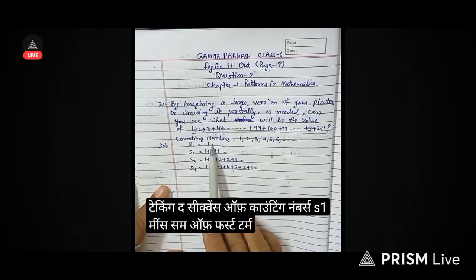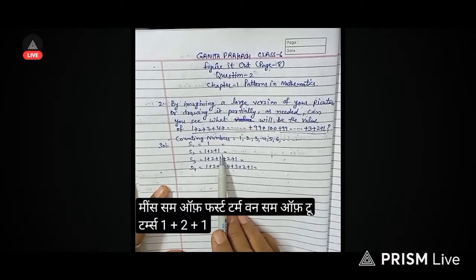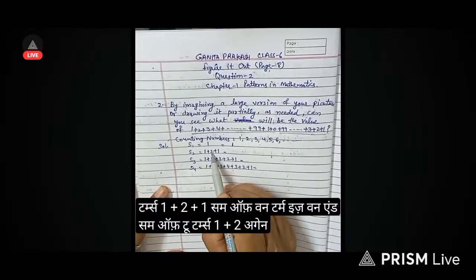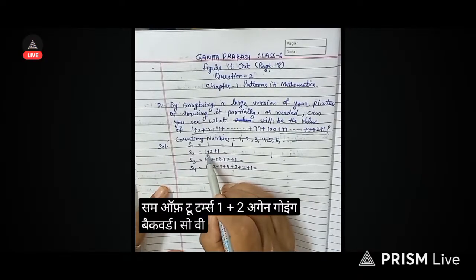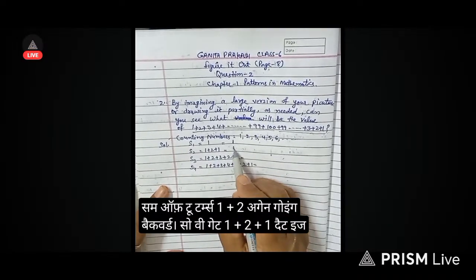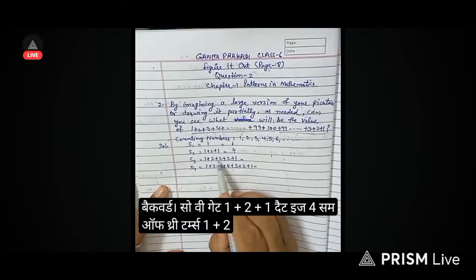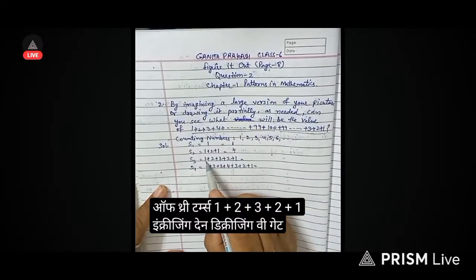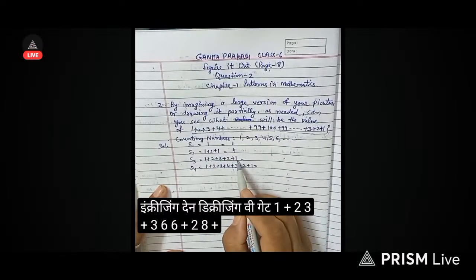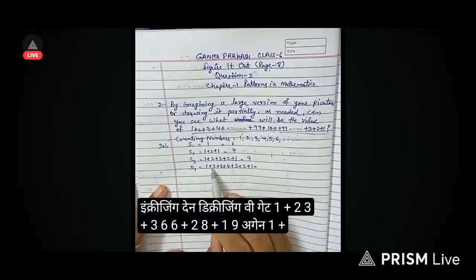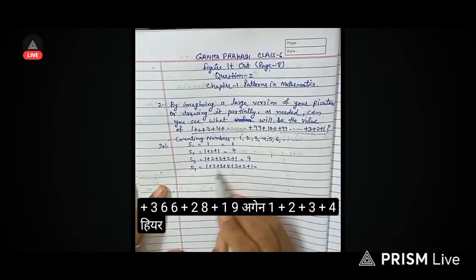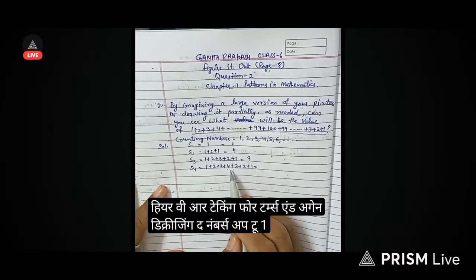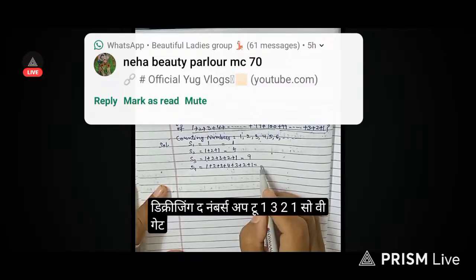S1 means sum of first term, 1. Sum of two terms, 1 plus 2, again going backward, 1 plus 2 plus 1, that is 4. Sum of three terms: 1 plus 2 plus 3 plus 2 plus 1, increasing then decreasing. We get 1 plus 2 is 3, plus 3 is 6, plus 2 is 8, plus 1 is 9. Again 1 plus 2 plus 3 plus 4, here we are taking 4 terms and again decreasing the numbers up to 1: 3, 2, 1. So we get 16.